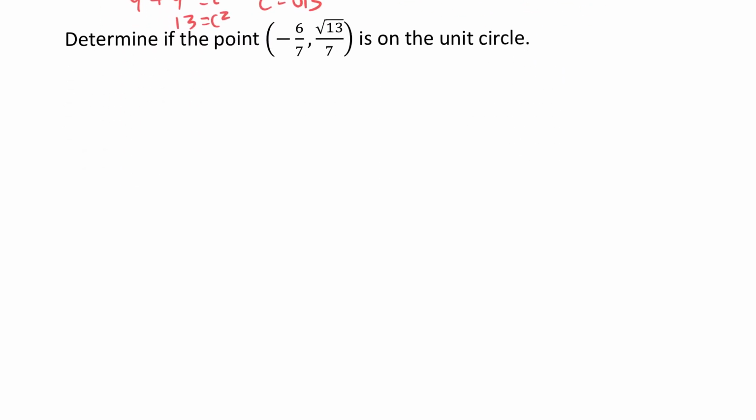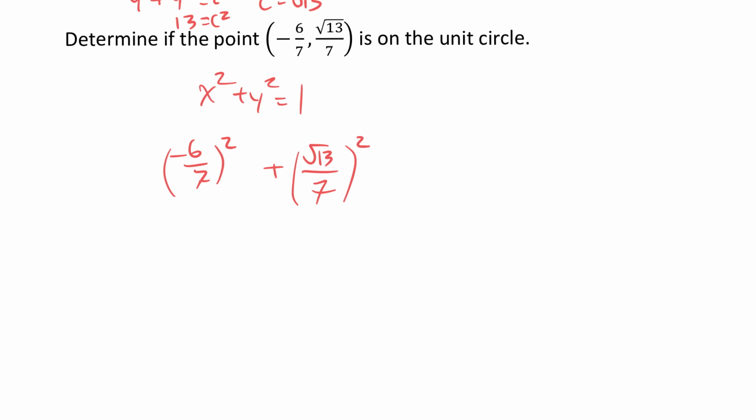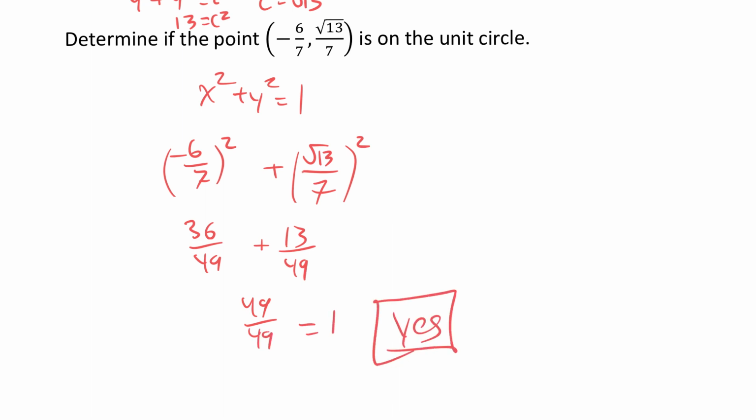How about this question here? Could we determine if this point is on the unit circle? Well, again, we're in the no calculator section, but the unit circle equation says that x squared plus y squared has to equal 1. So we can take our x and square it. We can take our y and square it. And then we can see what happens. That's going to give us 36 over 49. It's going to give us 13 over 49. And that's going to give us 49 over 49, which is 1. So yes, it is on the unit circle.